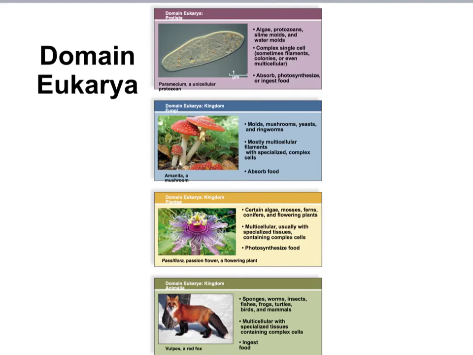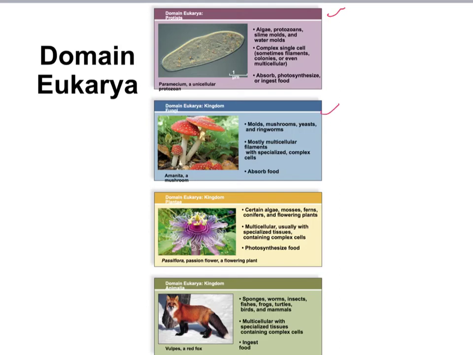Now in the domain Eukarya, we have protists that consist of algae, protozoans, slime molds, water molds. Some of these organisms can even go through photosynthesis. So again, it's not just bacteria and plants that go through photosynthesis, but it could also be protists. And then we have the kingdom fungi that consists of your molds, mushrooms, yeasts, and ringworms. And these are mostly multicellular organisms that have very specialized complex cells. They absorb food from their environment by actually excreting digestive enzymes and then absorbing that food.